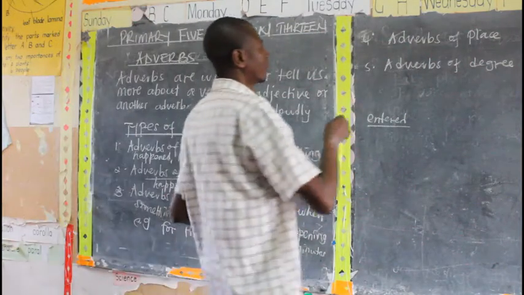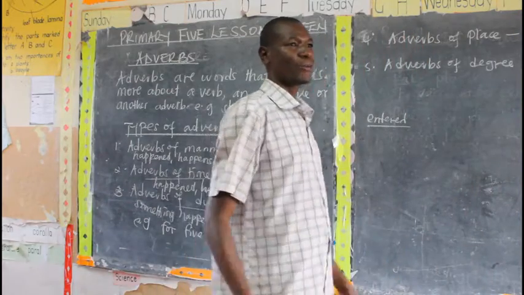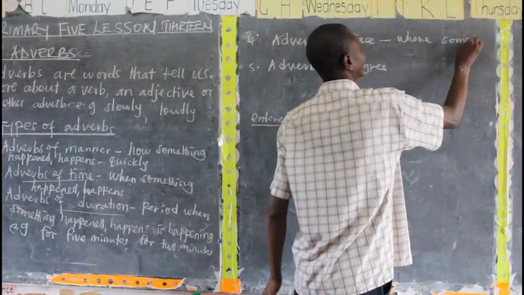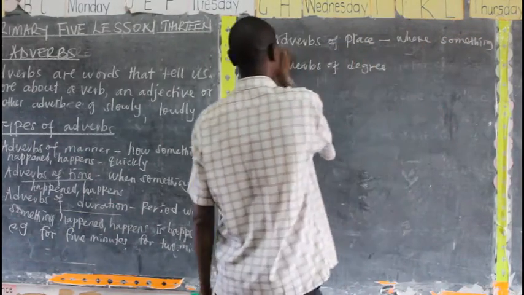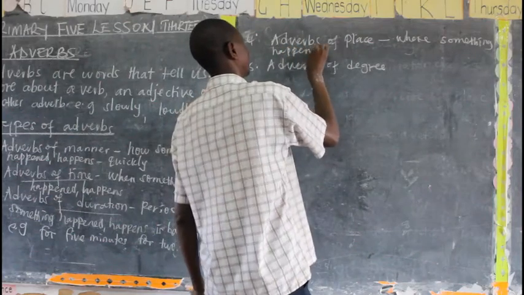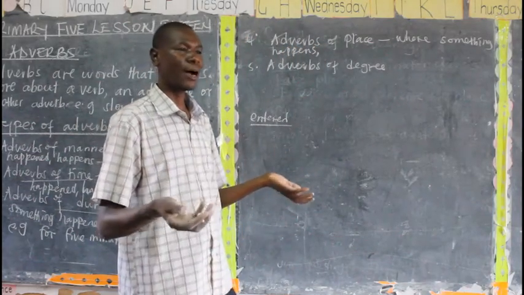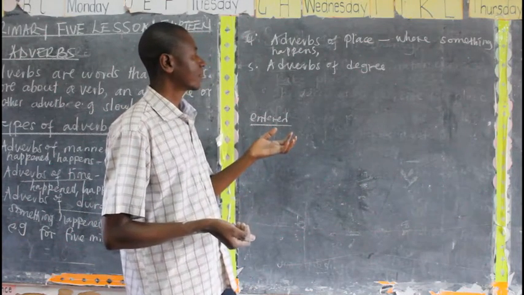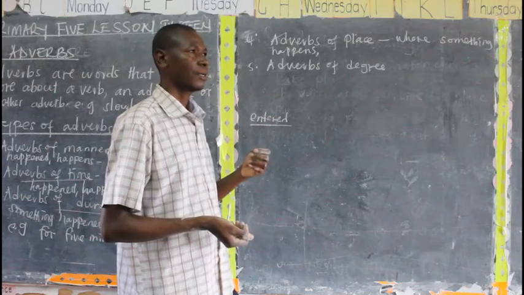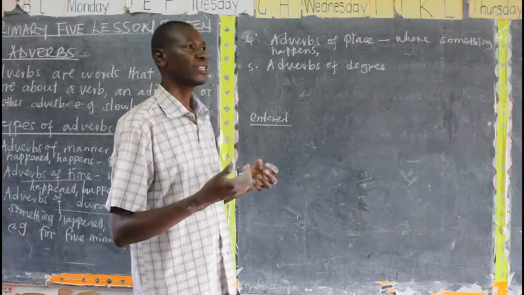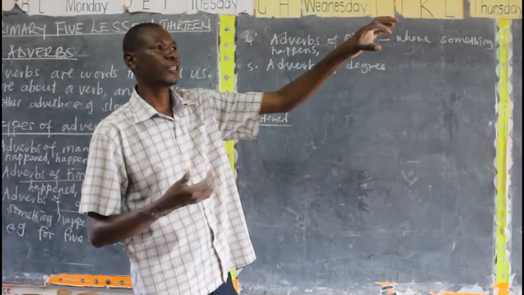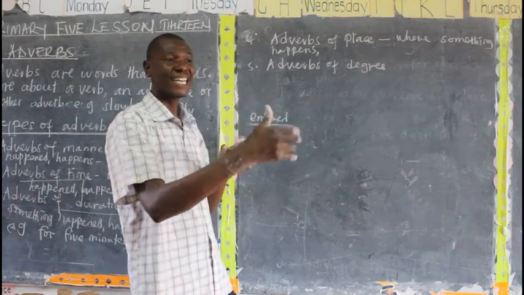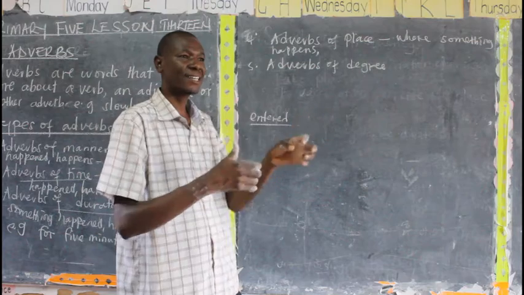Then we can talk about adverbs of place. This one automatically will tell us where something happens, happened, or is happening. Look, it is raining. Then someone will ask you, where is it raining? It is raining in Massachusetts. So now that person is telling you where that thing is taking place, where raining is taking place.